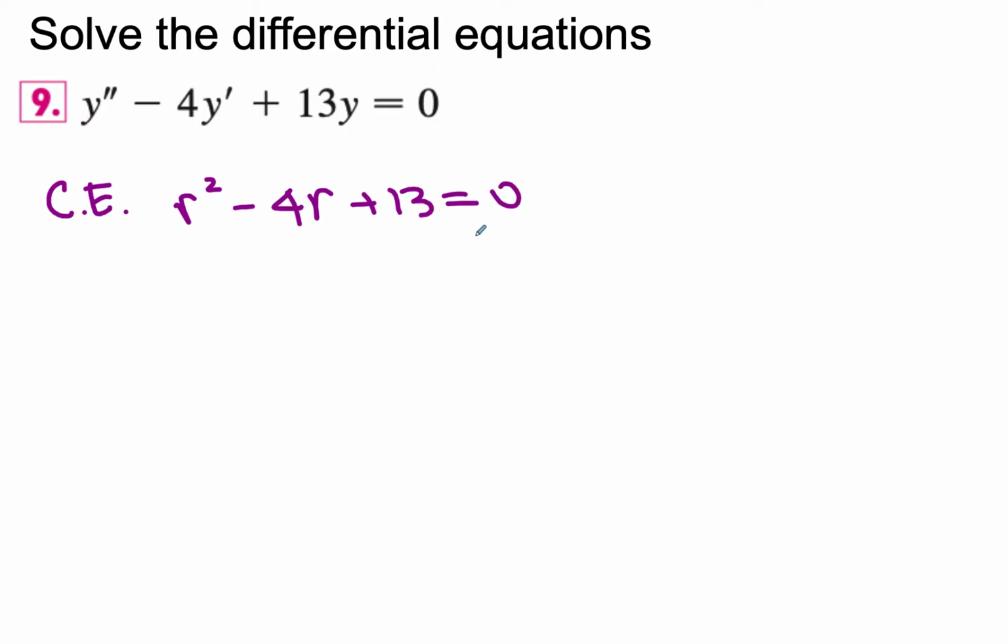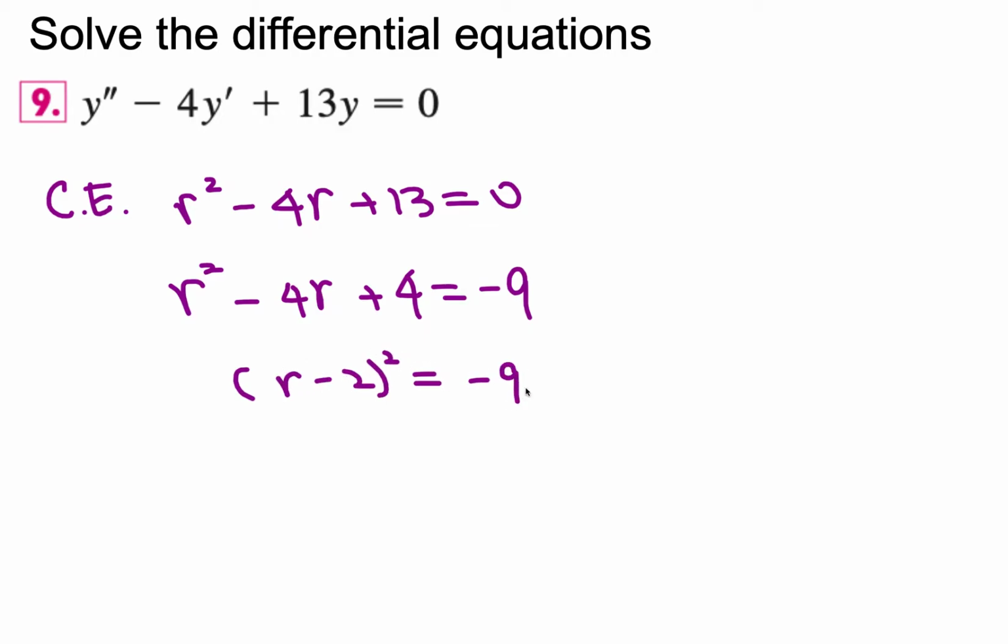Of course, you can easily figure out the value of r here. What I'm thinking about doing is subtracting 9, so we get r squared minus 4r plus 4 equals negative 9. In this way, we get r minus 2 squared equals negative 9. So then you can see that r should be equal to 2 plus or minus 3i.